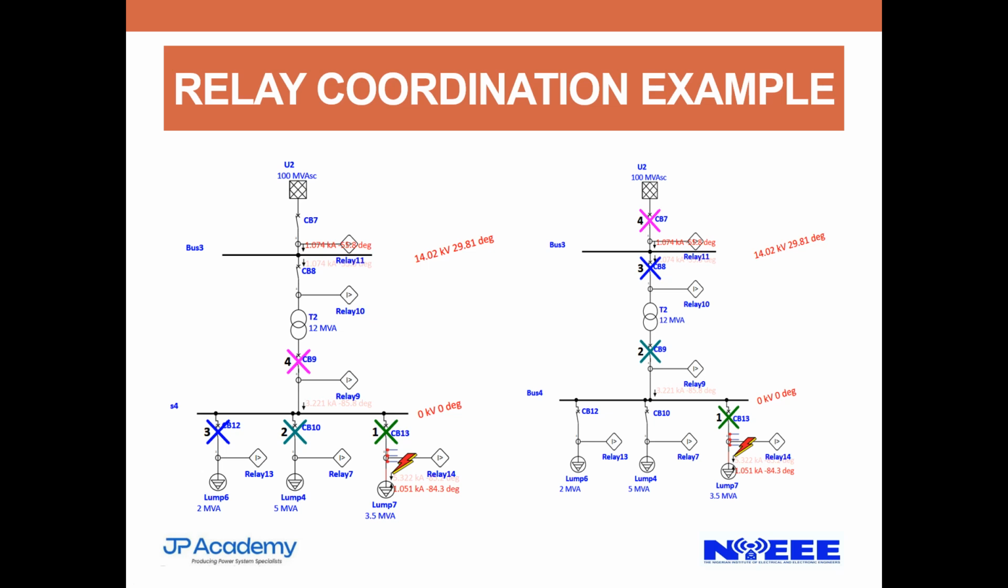So the answer to that question is this. As I said earlier, fault isolation is different from relay coordination. If we are looking at fault isolation, then he's right. A fault at lump 7 should not affect the operation of lump 6. A fault at lump 7 should be arrested by this relay at this point.